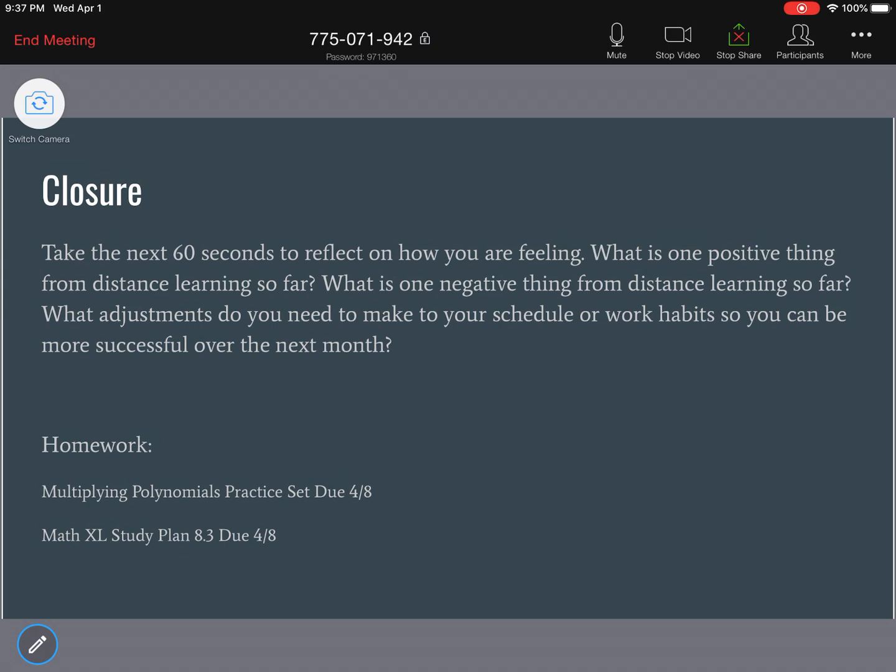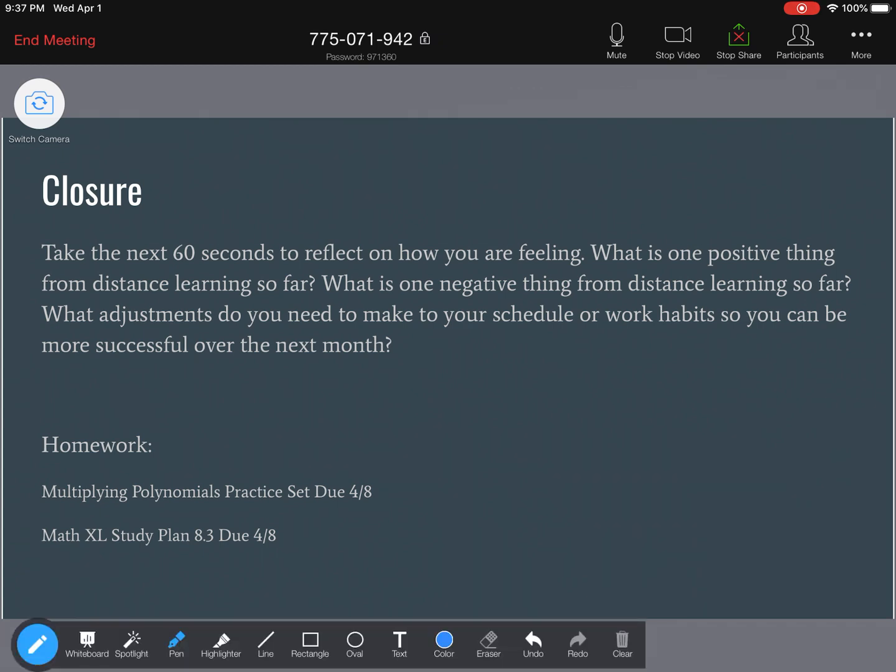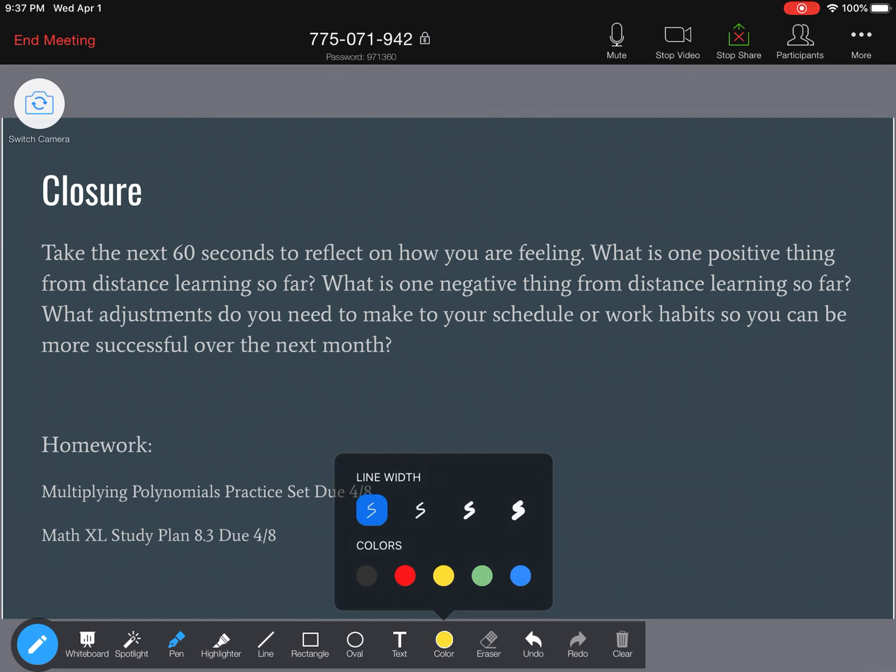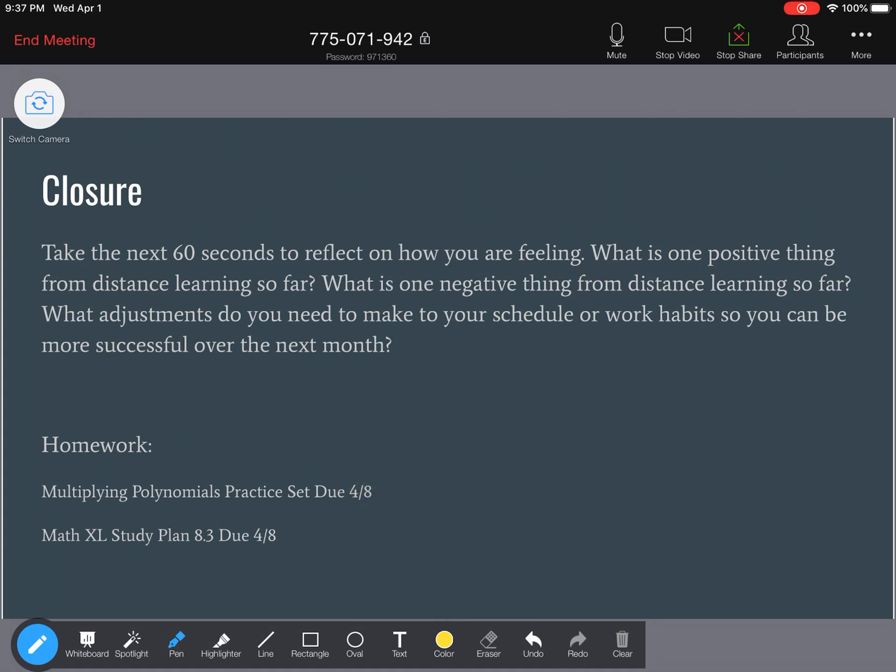And so then to close today, I just want you guys to take the next 60 seconds to reflect on how you're feeling. This has been a stressful time for everybody, including Ms. Tarbutton and myself. We're still trying to figure out the best way to do this to support you so that we can all be successful. And so I want you to think of one thing that's been positive from distance learning so far. I want you to think of one thing that's been negative from distance learning so far, and maybe that's something that you need to reach out to your teachers about and ask for their help or guidance.